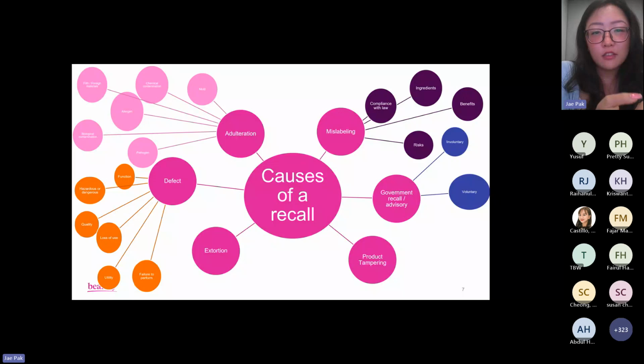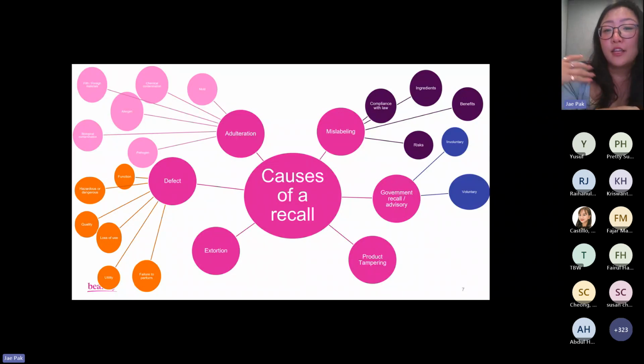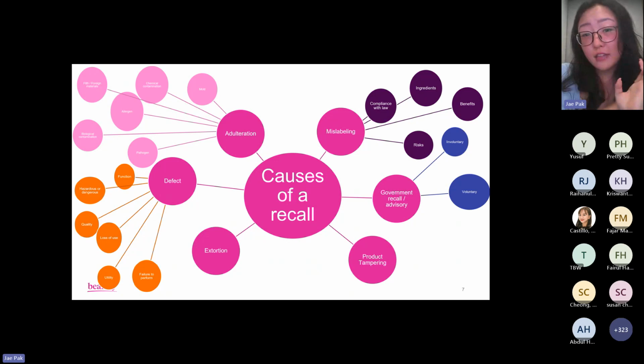Another cause of a recall could also be mislabeling. Does your product have ingredients mislabeled? Are the benefits not labeled correctly? Are the risks not there properly? Or is the labeling not in compliance with local law?